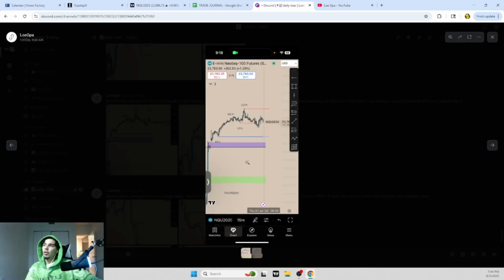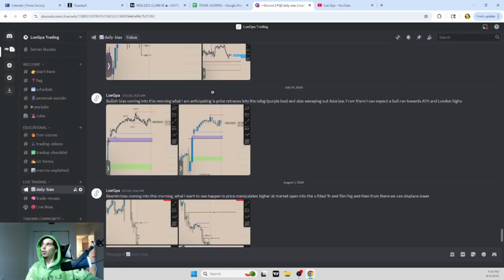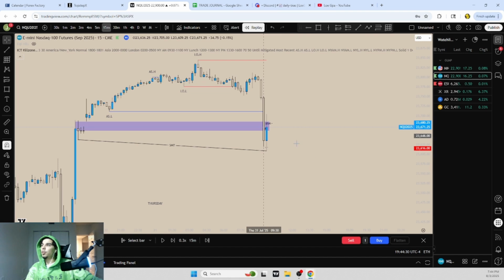And then again, this is what the 15-minute looked like. This was a 15-minute unfilled fair value gap right here. This was also BPR, just in case we ran through all of this and we had a clear downtrend. We could use BPR as a take profit area, but that did not end up being the case. So let's go to the charts and let's see what price ended up doing.